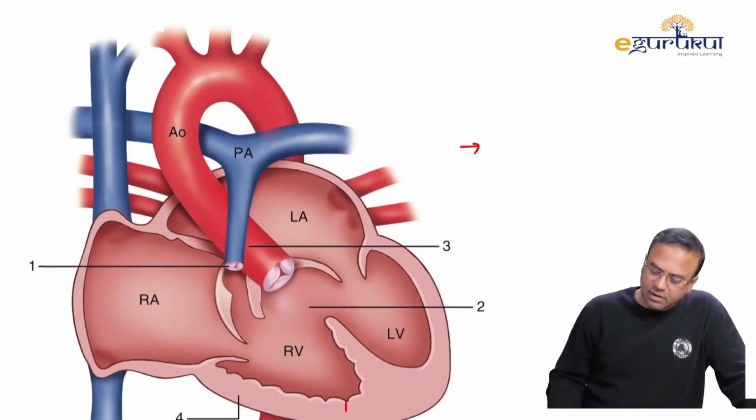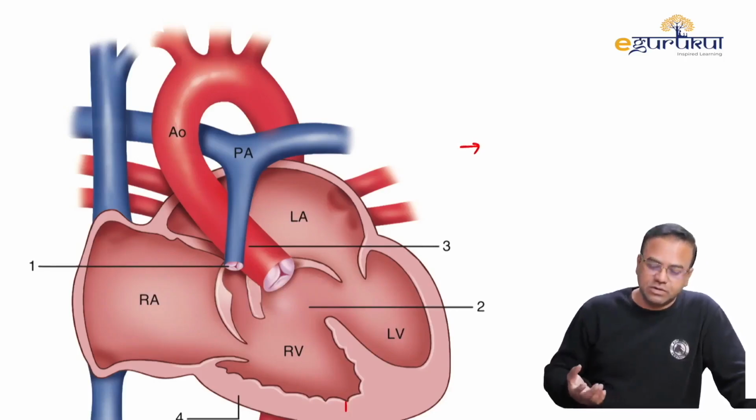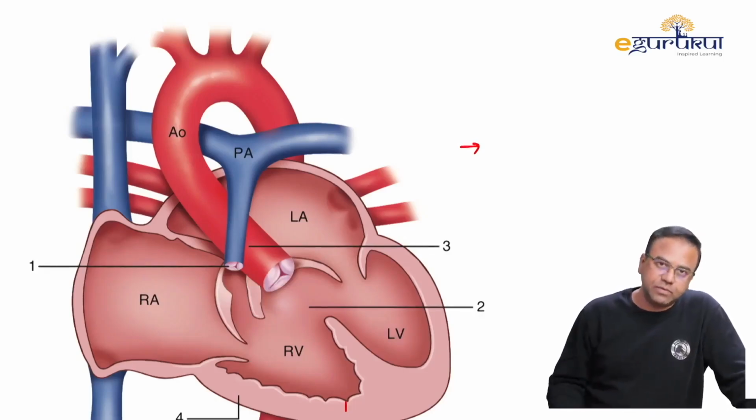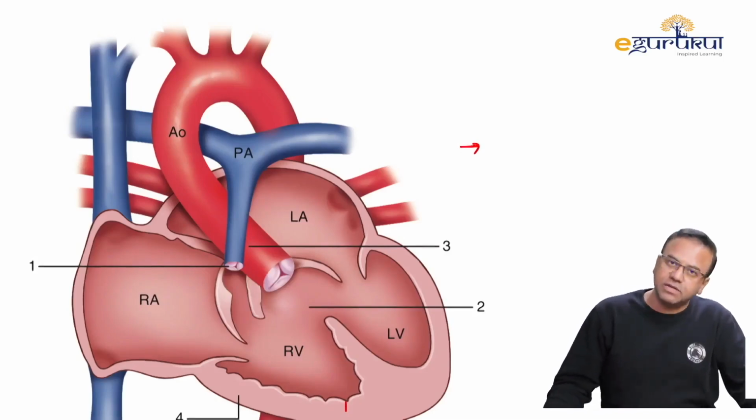The point to understand here is that in tetralogy of Fallot, cardiac failure cannot occur because, first of all, pulmonary congestion is out of the question. This is a condition with pulmonary oligemia. The blood flow in the lung is actually decreased. So there's no question of pulmonary edema and crepitations. You can't get left heart failure features in that sense.